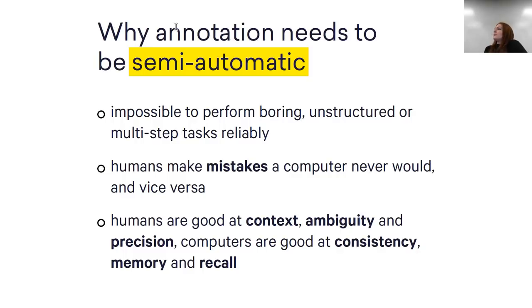And another big problem, since you want humans, is that humans kind of suck. We're not that efficient at a lot of things. For example, we really have problems performing boring, unstructured tasks, especially things that require multiple steps and multiple things we need to get right. We can't remember stuff. We're bad at consistency and getting stuff right.